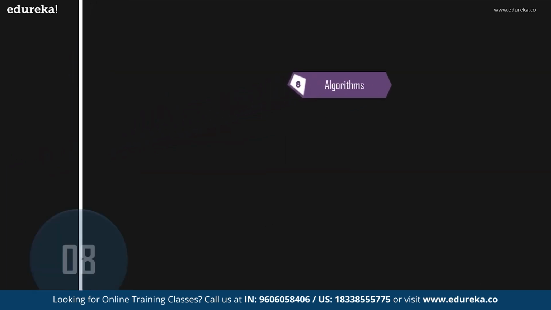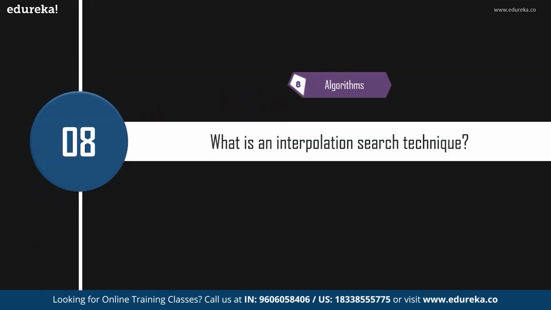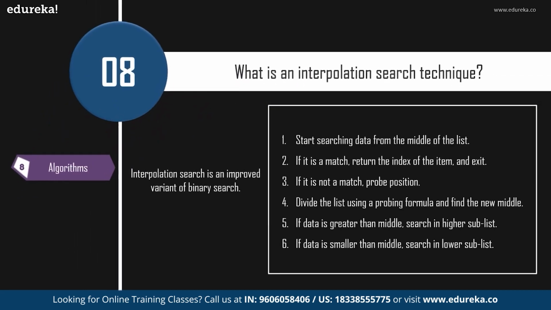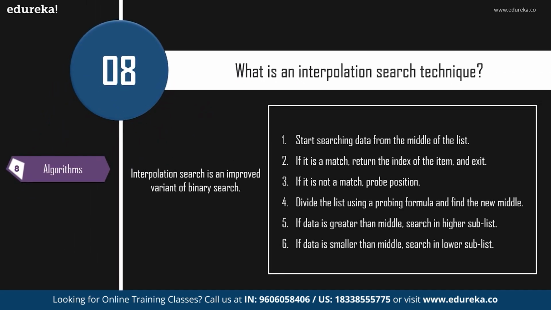Now the next question is what is an interpolation search technique? Interpolation search is an improved variant of binary search. This search algorithm works on probing positions of required values. For this algorithm to work properly, the data collection should be in a sorted form and equally distributed. Binary search has a huge advantage of time complexity over linear search. Linear search has worst case complexity of O(n), whereas binary search has O(log n).